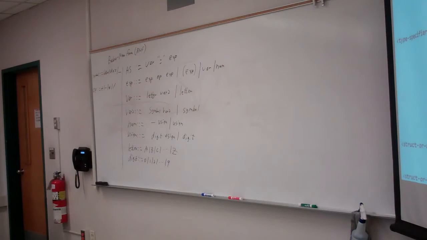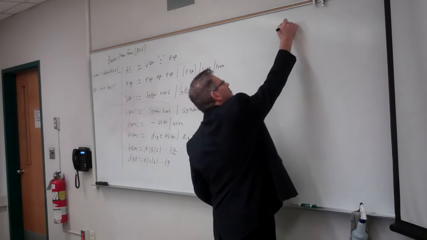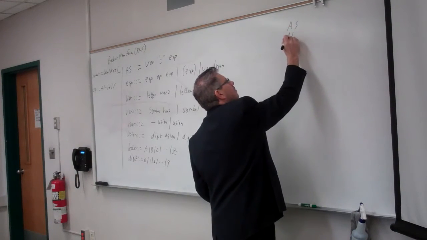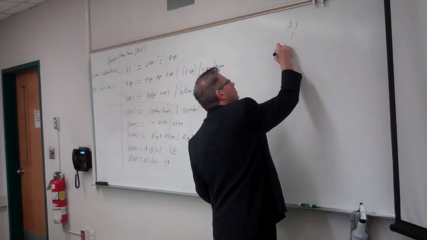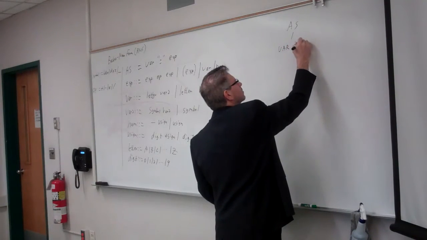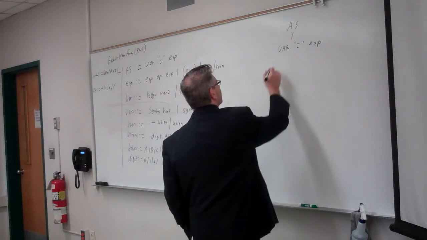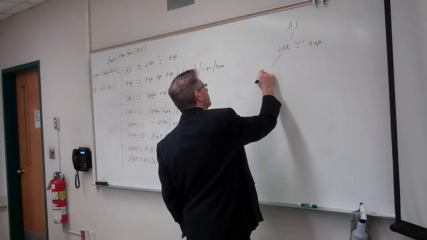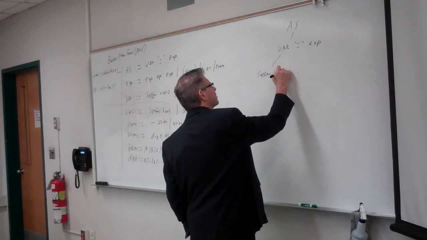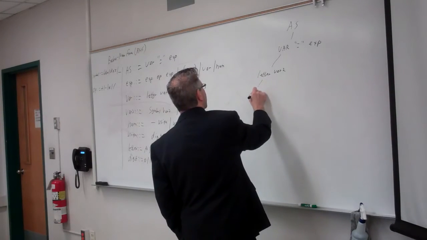All right, so what are examples of assignment statements? Well, it's going to be a variable followed by equals, followed by an expression. So a variable could be a letter followed by a variable 2. A letter might be X.